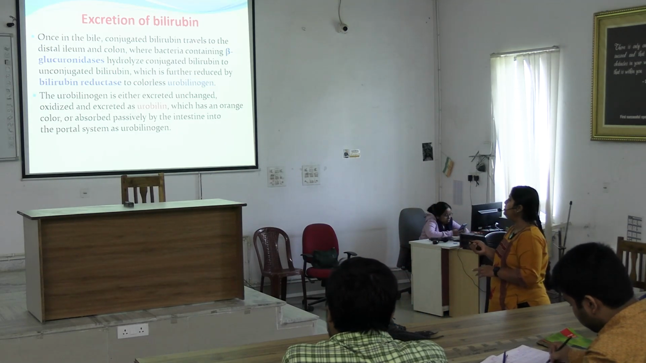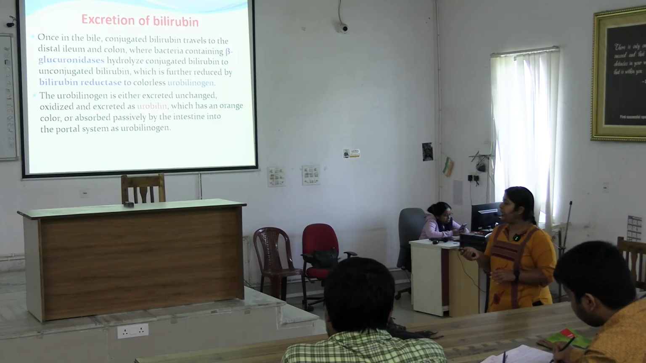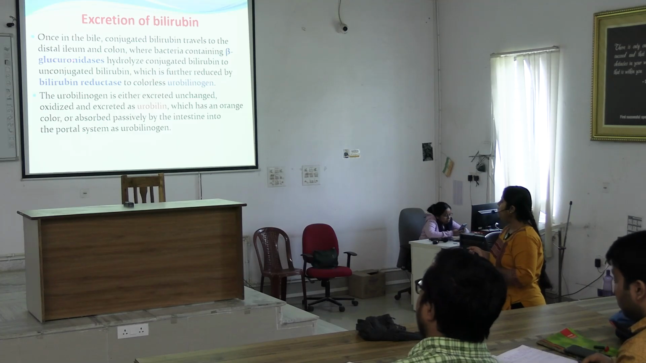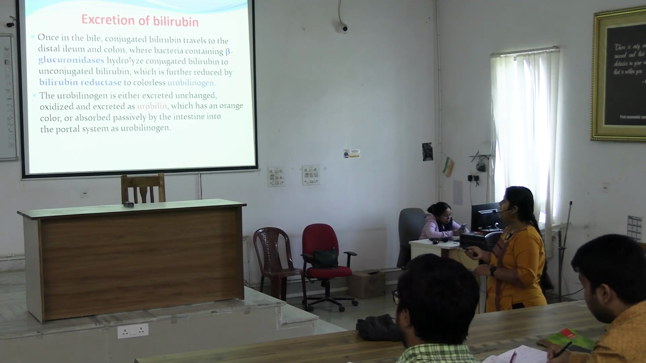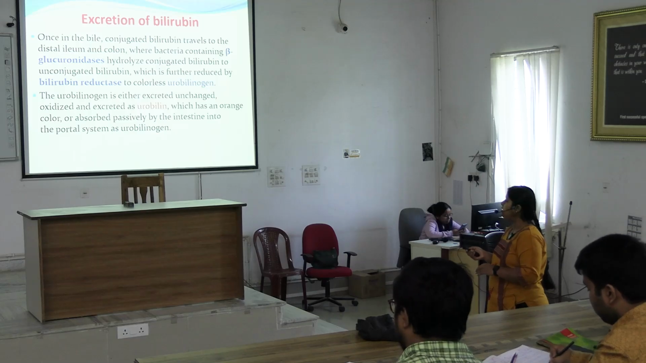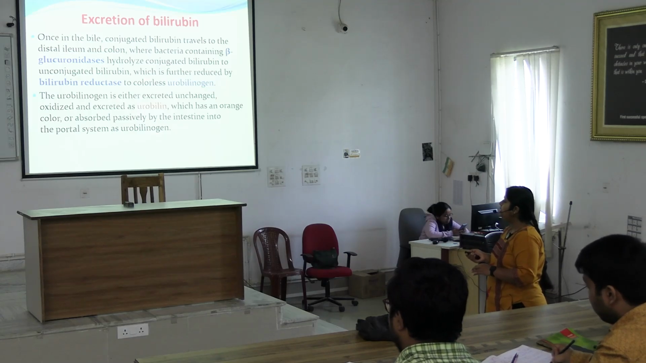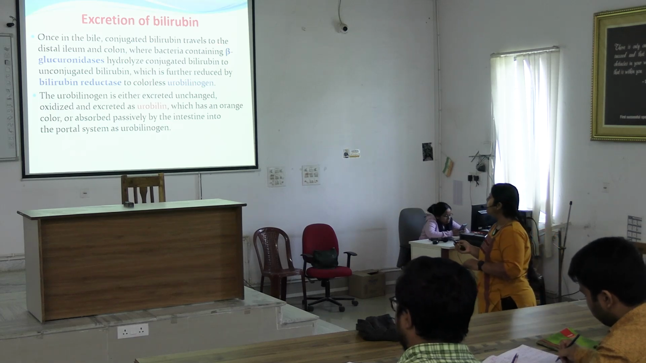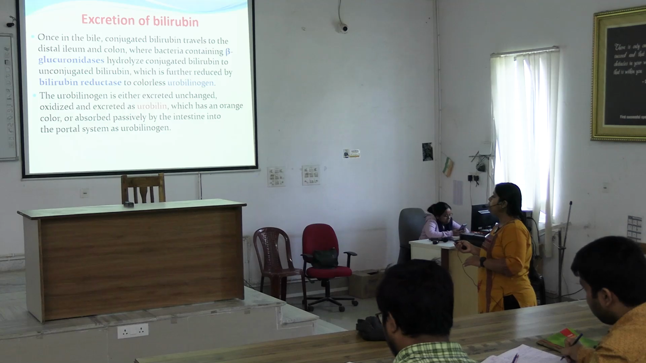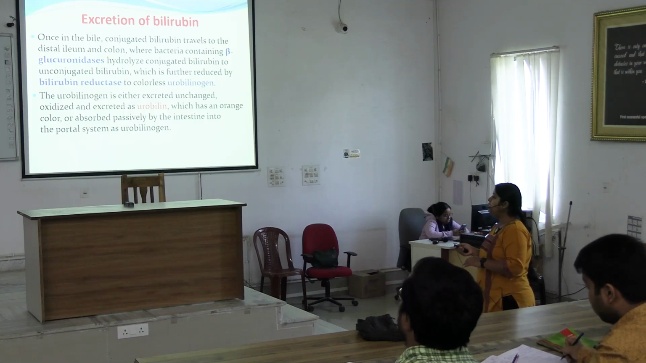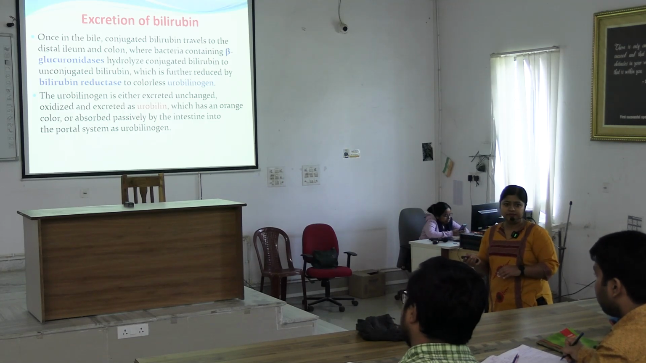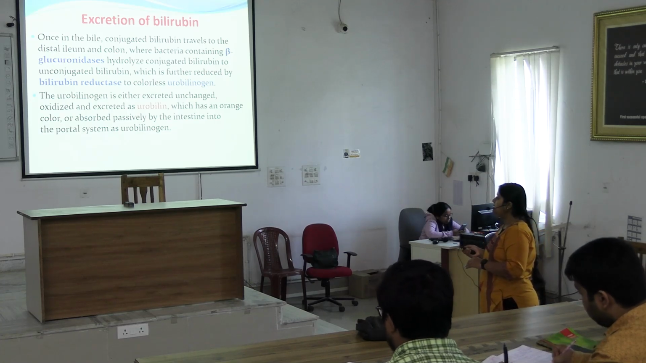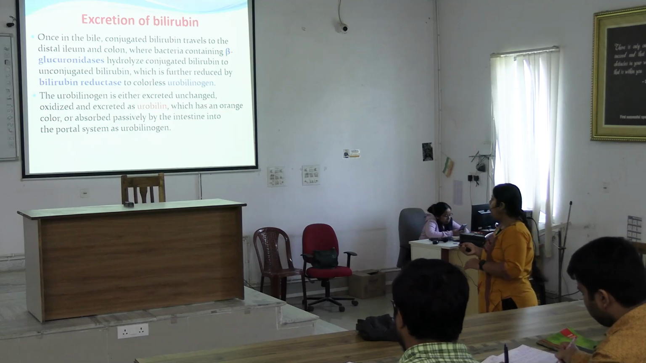Once in bile, the conjugated bilirubin, that is bilirubin diglucuronide, travels to the distal ileum and colon, where bacteria act on it and the beta glucuronidase enzyme hydrolyzes conjugated bilirubin to unconjugated bilirubin, which is further reduced by the bilirubin reductase enzyme to colorless urobilinogen. You have to remember the conversion of conjugated bilirubin to urobilinogen by bacterial beta glucuronidase and bilirubin reductase enzyme.